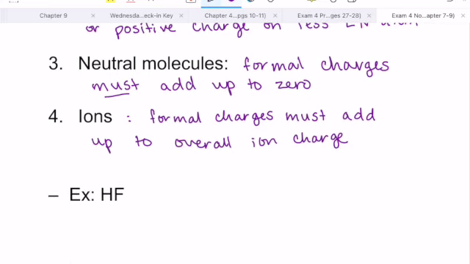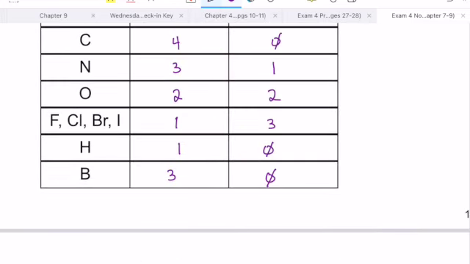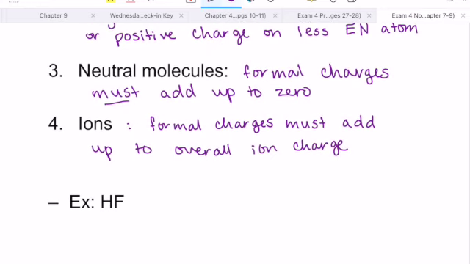Okay, let's look at a quick example. So we're going to draw the Lewis structure for HF, and we're going to follow our rules for HF. So H makes one bond, no lone pairs. Fluorine also will make one bond, but it's going to have 3 lone pairs. Okay? So let's start by counting our valence electrons.